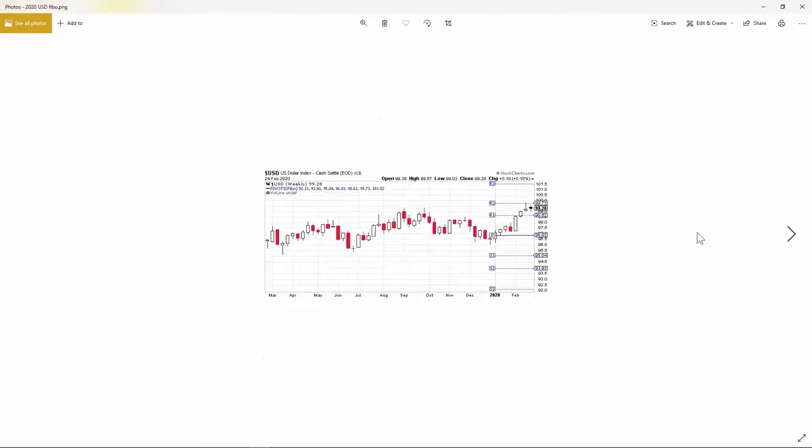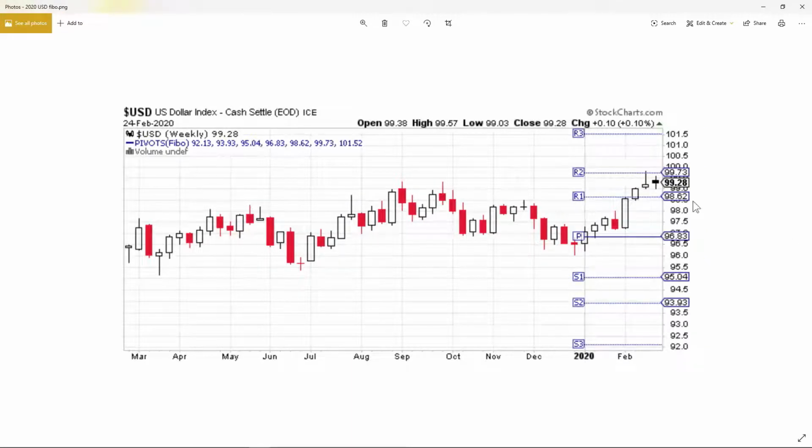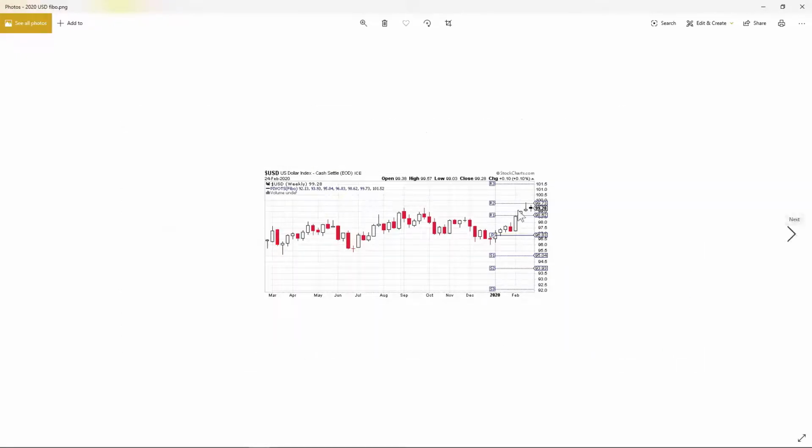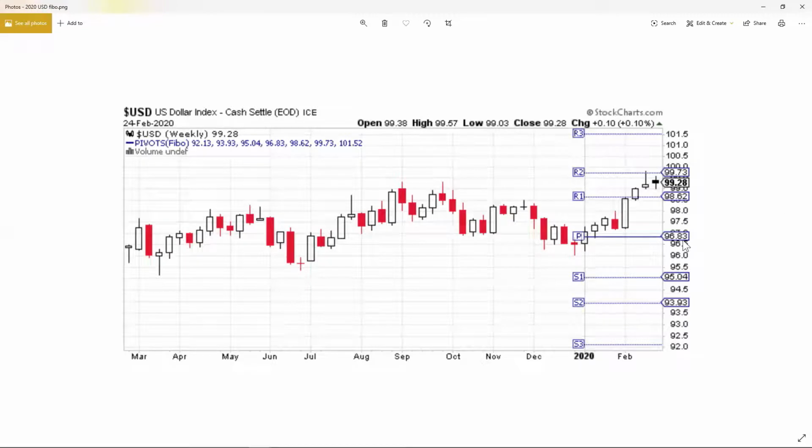Okay. And let's look at the dollar. It's currently testing its Fibonacci yearly R2 pivot at 99.73. It may go higher, it may go up to 101 and a half this year, but right now this 99.73 is going to be resistance. Bull bear line on the dollar is at 96.83. Okay. Thank you.